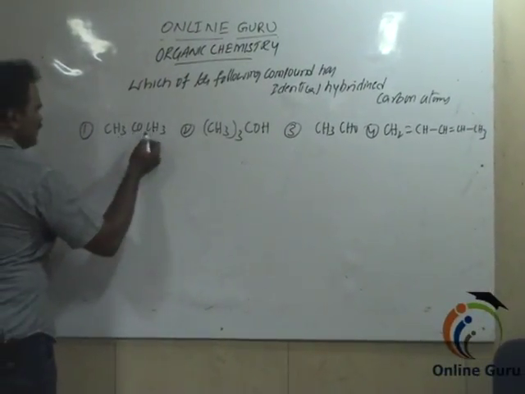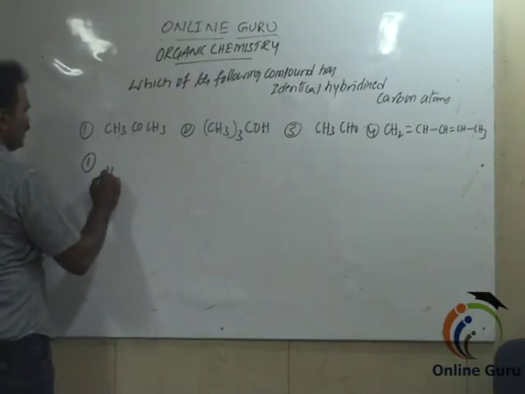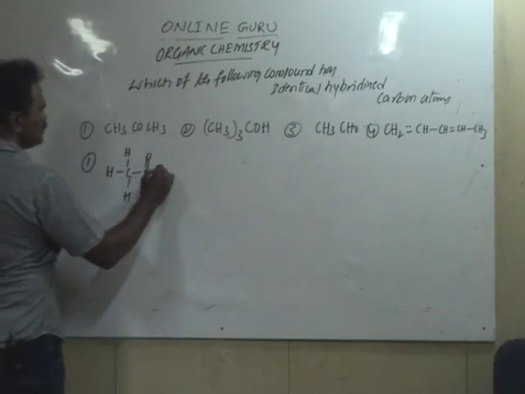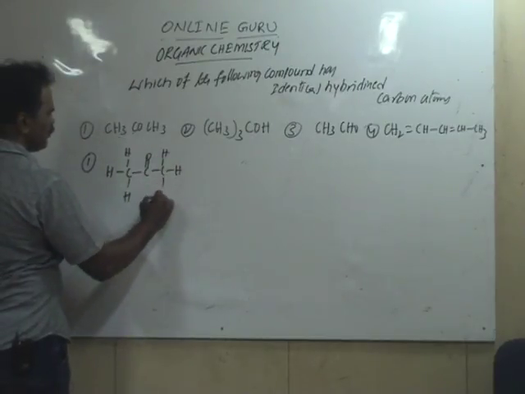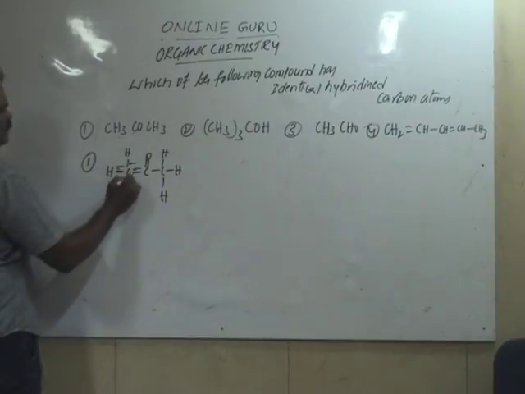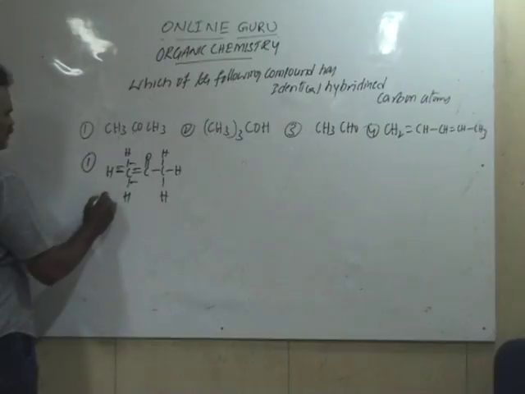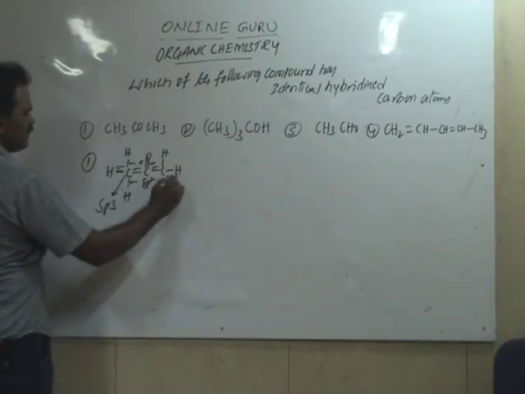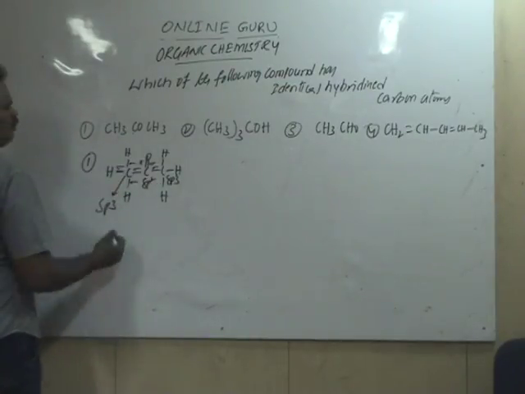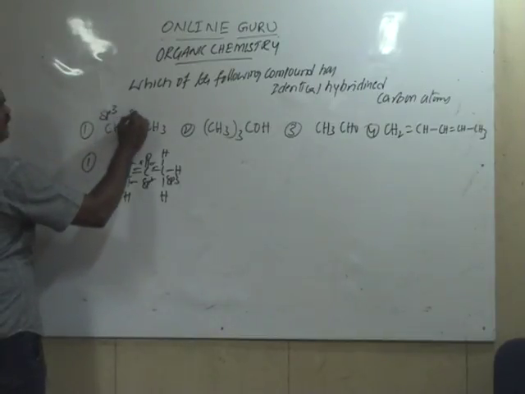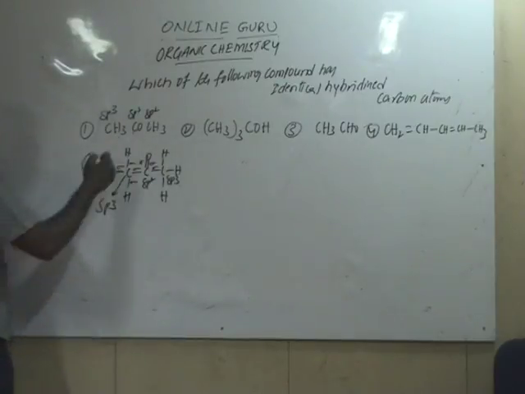So which of the following compounds has identical hybridized carbon atoms? For example, option 1, CH3COCH3. We observe the first carbon: sigma, sigma, sigma, sigma. It is an sp3 carbon atom. The carbon with sigma, sigma, pi is an sp2 carbon atom, and the last one is sp3. That means option 1 has 2 types of hybridization: one is sp3, the second is sp2.